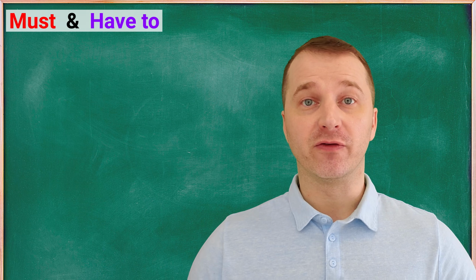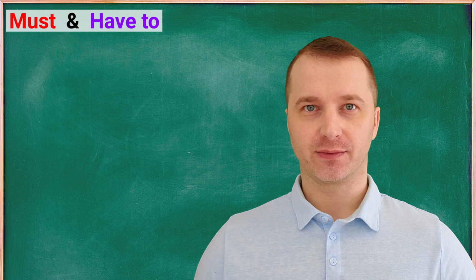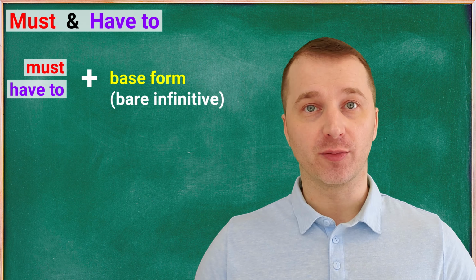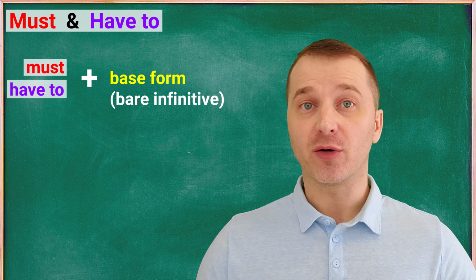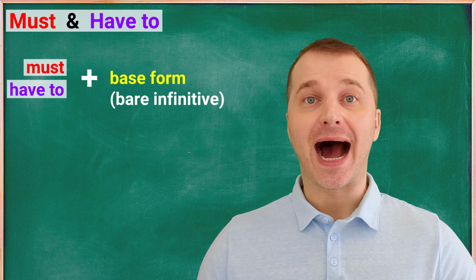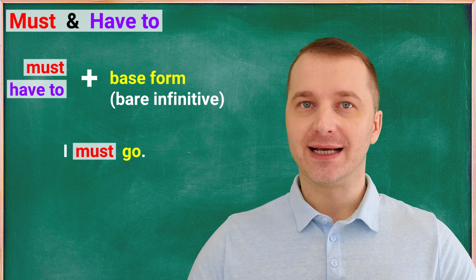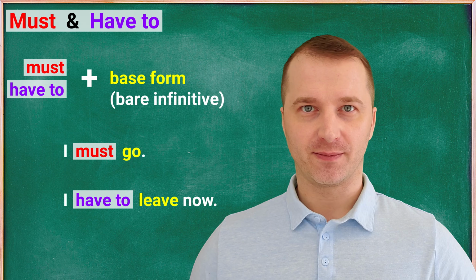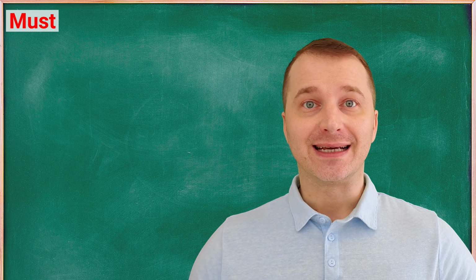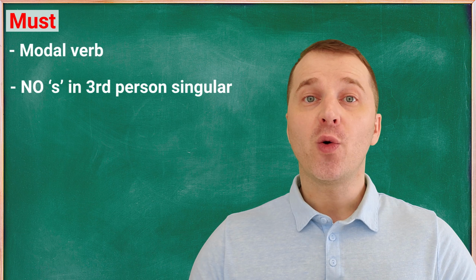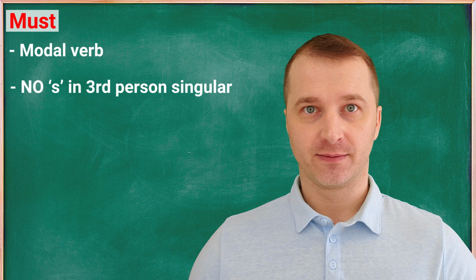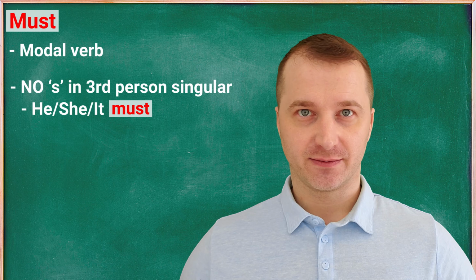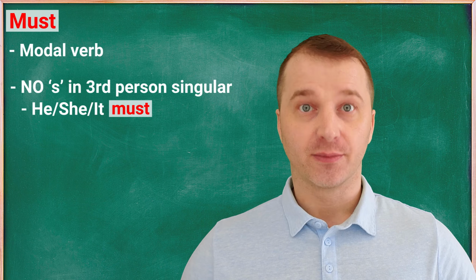Now, let's look at how we form sentences using must and have to. Both must and have to are followed by the base form of a verb, or the bare infinitive, and that's the verb without to. For instance, I must go. Go is the base form. I have to leave now. Leave is the base form. Must is a modal verb. There is no S in the third person singular. We say he, she, it must. Don't add the S. Don't say she musts, because that's incorrect.